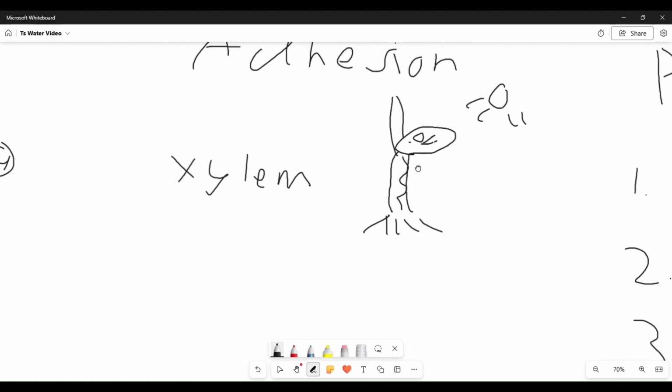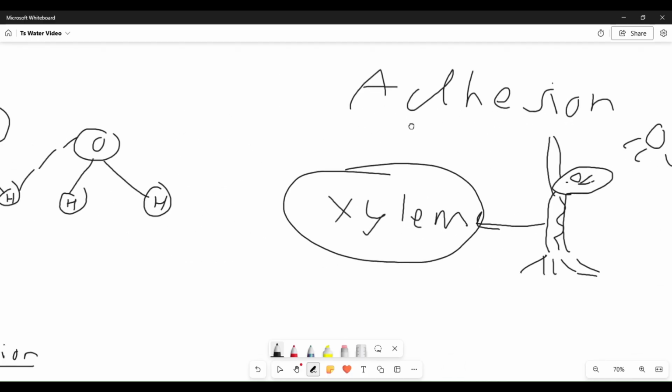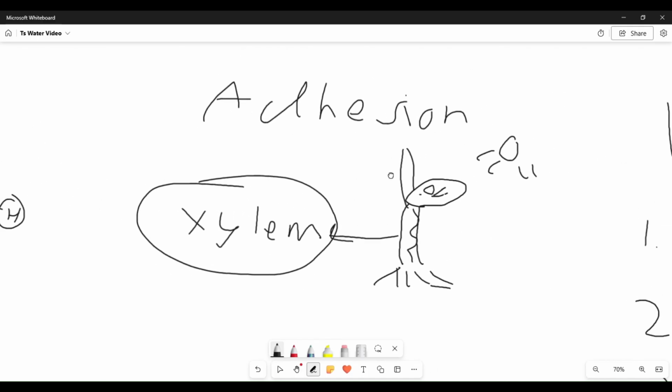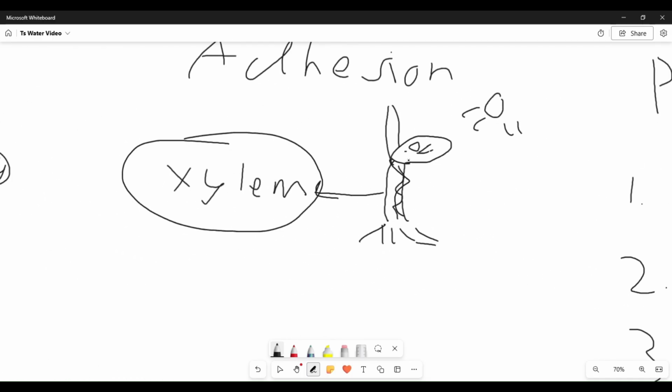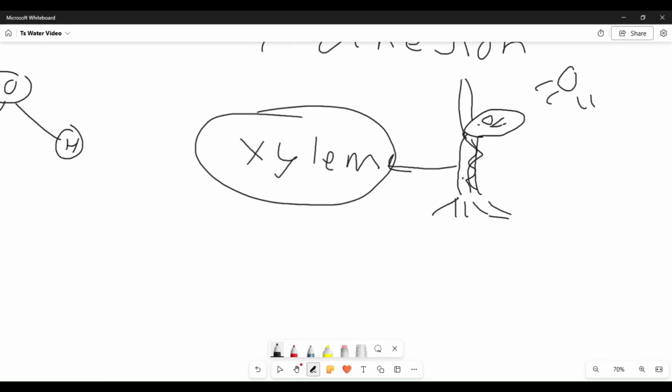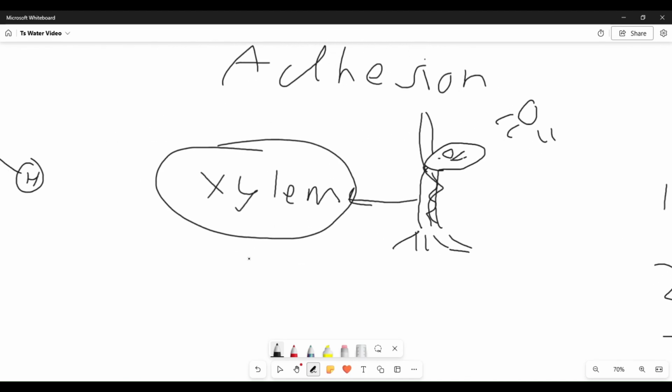However, as it does this, it sticks to the xylem. Without it, there'd be nothing for the water to stick to, and it'd be impossible for it to get pulled up all of this stem through the roots here. So since the water adheres to the xylem, it allows it to cohere all the way up the plant, which allows the plant to distribute water wherever it needs it. This is known as capillary action.